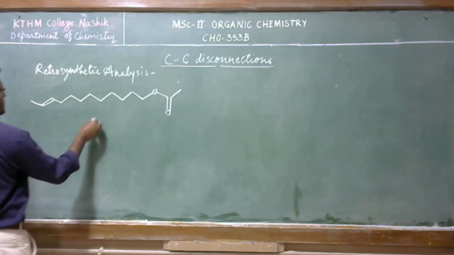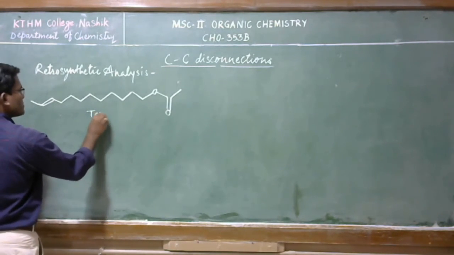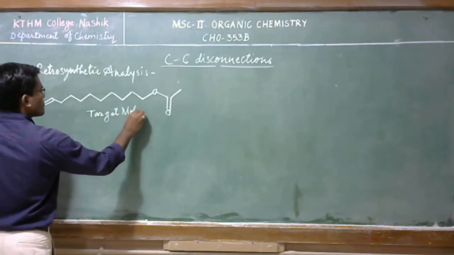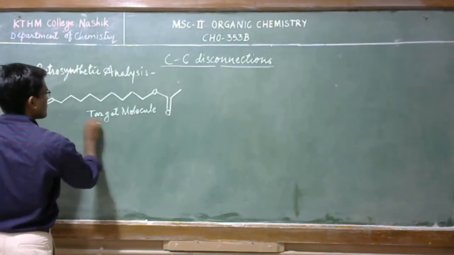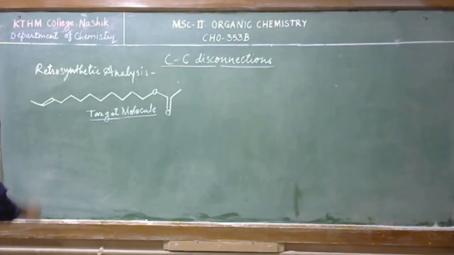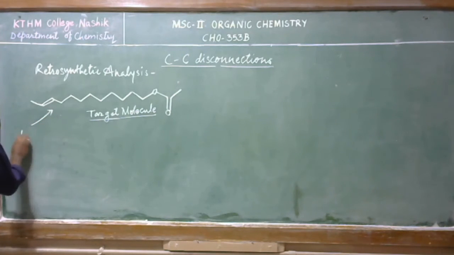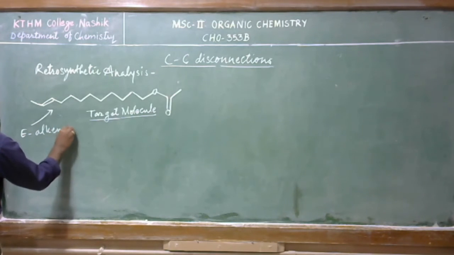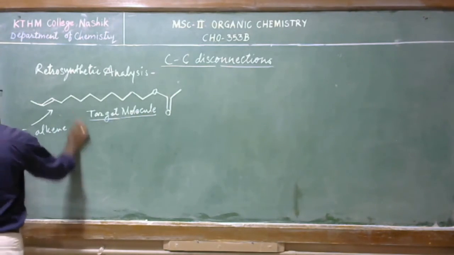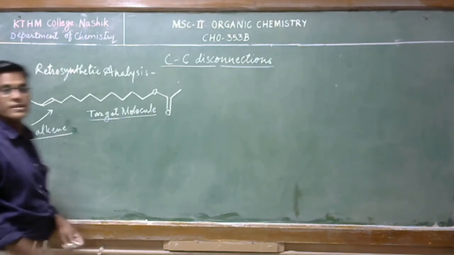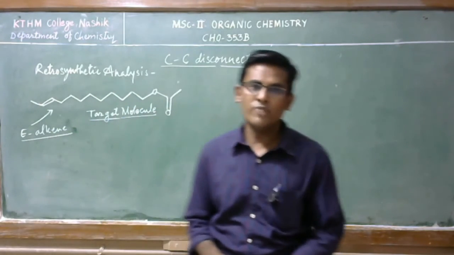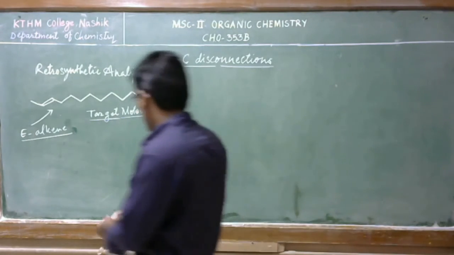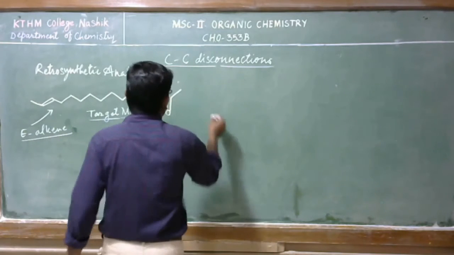Okay, this is our target molecule. So here we have this E-alkene. That means this E-alkene can be obtained by using Birch reduction of alkyne. So let us do this.